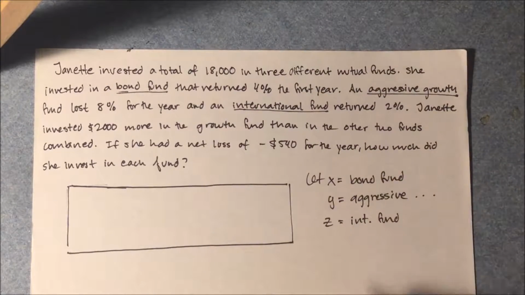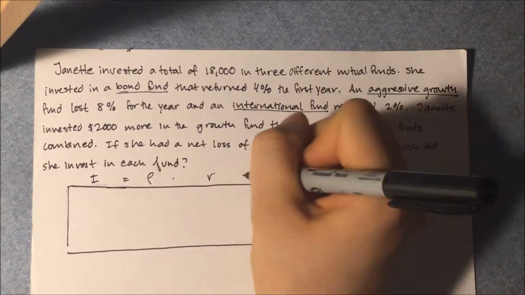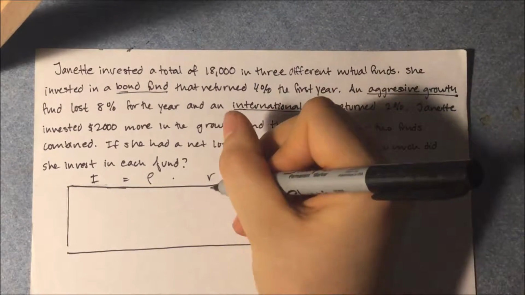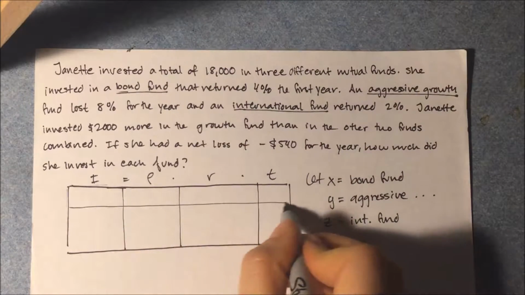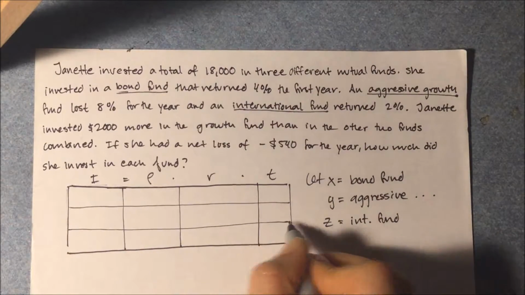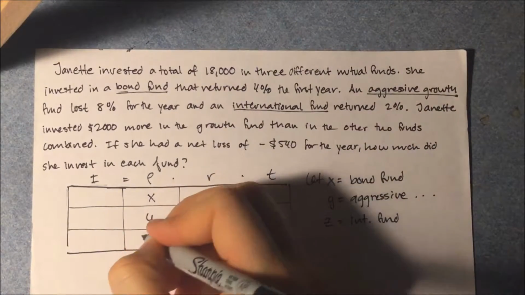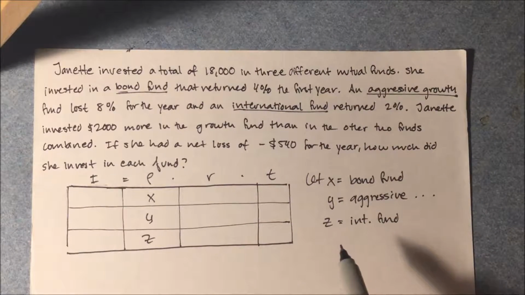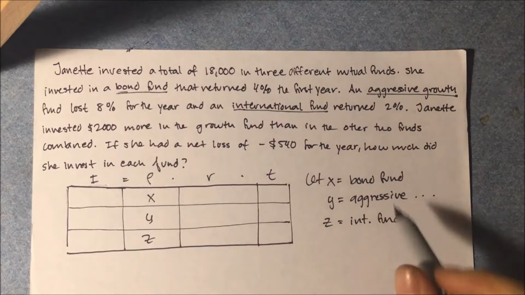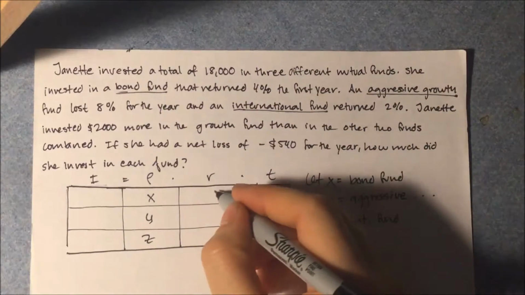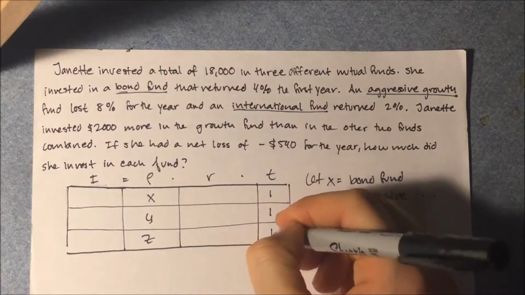So let's fill in our chart. The formula is interest equals principal times the rate times the time. And I need this for 3 quantities. So the principal is the amount that I'm putting in for these funds, so X, Y, Z. Now I need to fill out the rates at which they were invested. So the bond fund was invested at 4%. And these are all talking about the first year, so the time is going to be 1 in years.